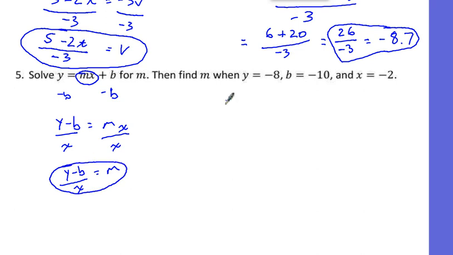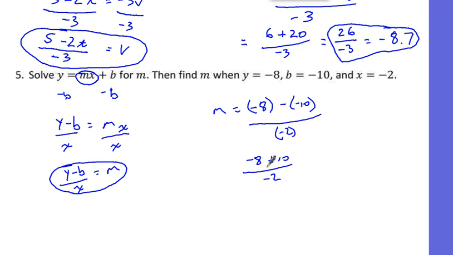Now we can find the slope m given y as negative 8 minus b, which is negative 10, all divided by x, which is negative 2. A negative 8 minus a negative 10 is the same thing as negative 8 plus 10. Negative 8 plus 10 divided by negative 2. Negative 8 plus 10 is 2 divided by negative 2. This simplifies to m equals negative 1.